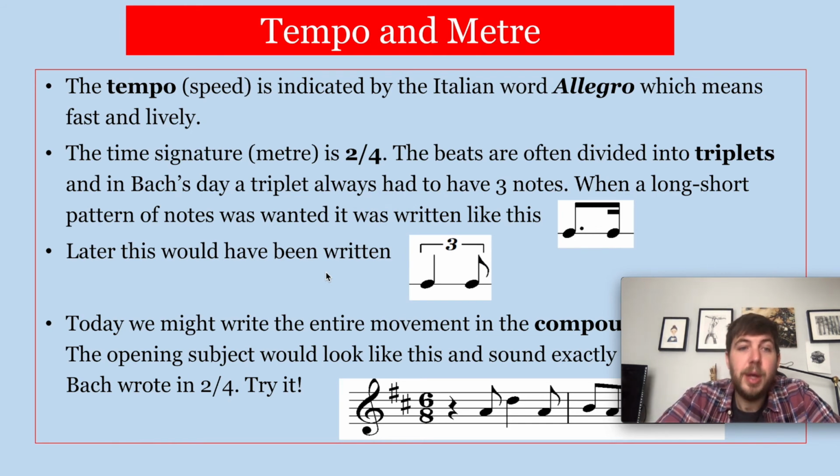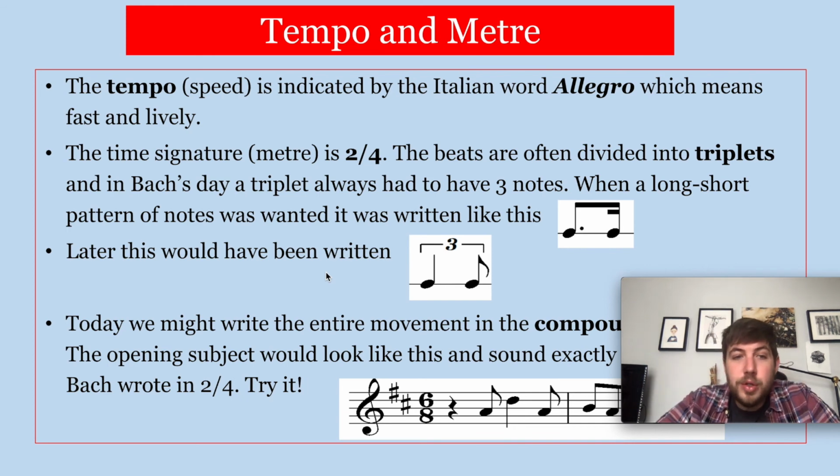As for tempo, the speed of the music, is indicated by the Italian word allegro, which means fast and lively. The time signature is 2/4, so we looked at 4/4, we've looked at 12/8, 6/8, and this is 2/4, which means that the beats are often divided into triplets. So instead of 1, 2, you'd have triplets: 1, 2, 3, 1, 2, 3, 1, 2, 3, 1, 2, 3. And in Bach's day, a triplet always had to have 3 notes.